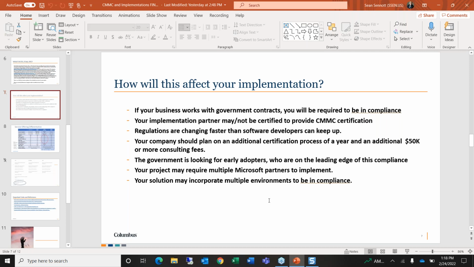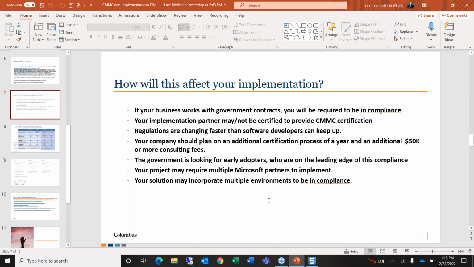Microsoft is actively trying to engage partners to get them authorized and essentially certified by the CMMC advisory board, but the implementation partner that you're working with may not be certified actually to provide the CMMC certification. And so you might be forced to work with multiple partners if you're an end user that's doing an implementation that's going to be impacted by CMMC.